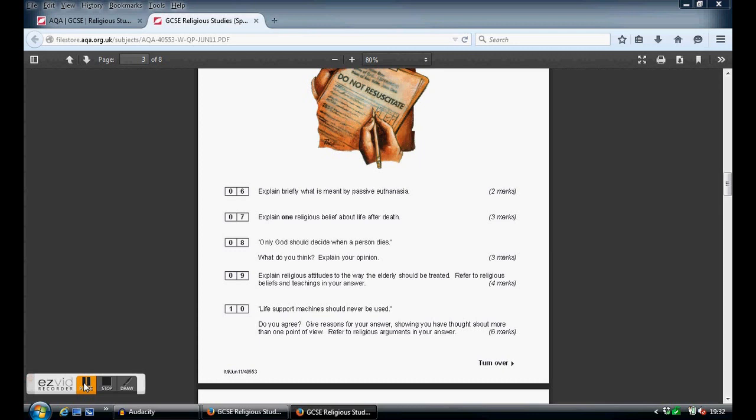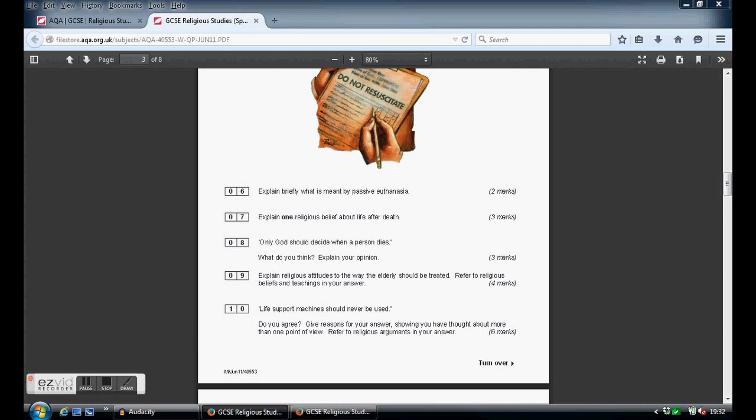That's quite a tricky question, actually, quite a hard one to think what your opinion is. You could argue the other side by saying, no, only God shouldn't. It should be down to humans to decide when a person dies, because we've got compassion and we care for each other, and if somebody wants to die, then they should have the right to.